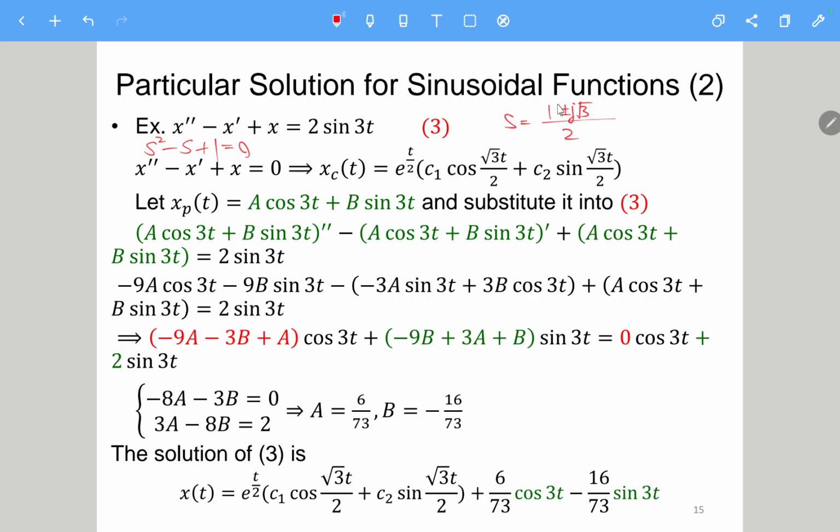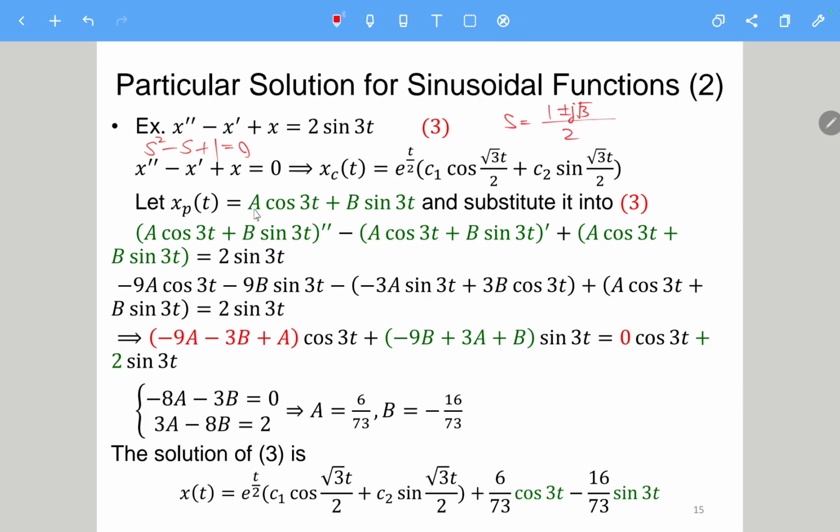So here the real part is 1/2. So we have exponential to the t over 2 here. And then for the imaginary part, it is square root of 3 over 2. So we have cosine of square root of 3 t over 2, and then sine of square root of 3 t over 2. And then it is the linear combination of them, multiplied by the exponential function. So this is the homogeneous solution.